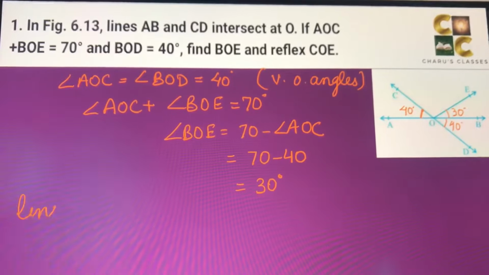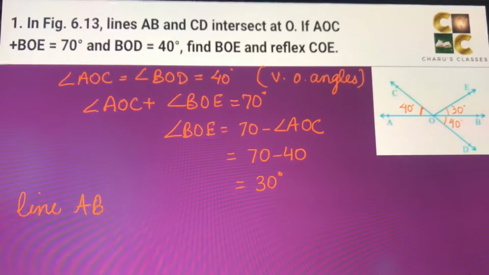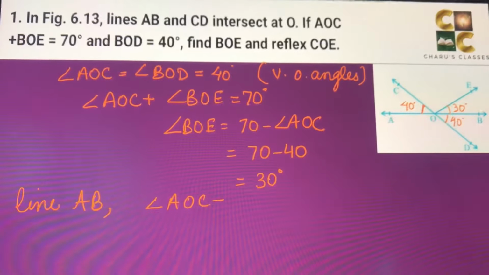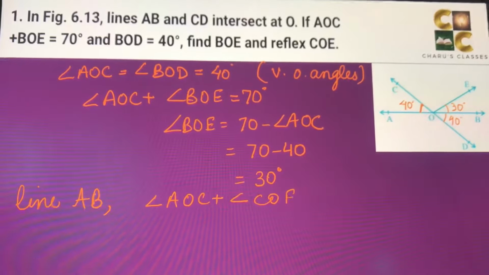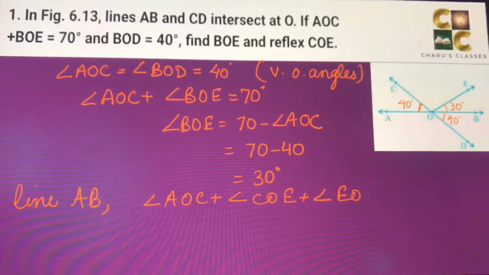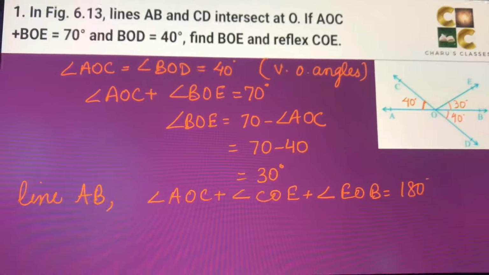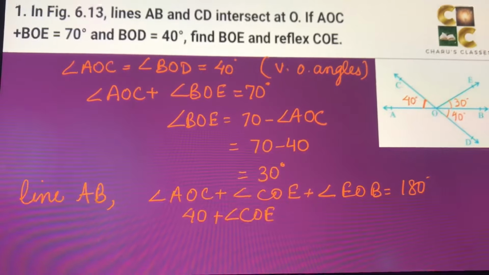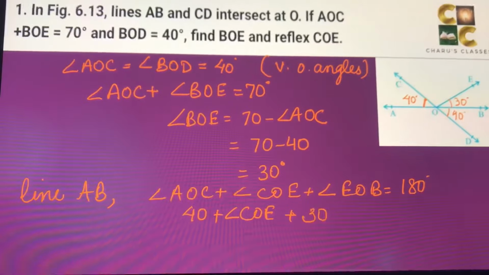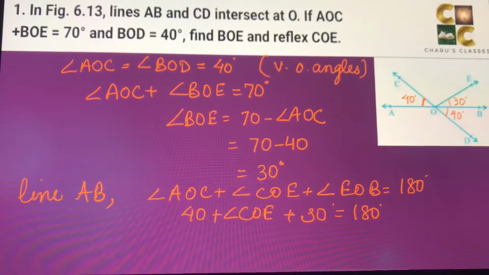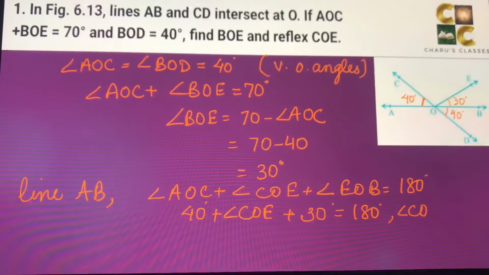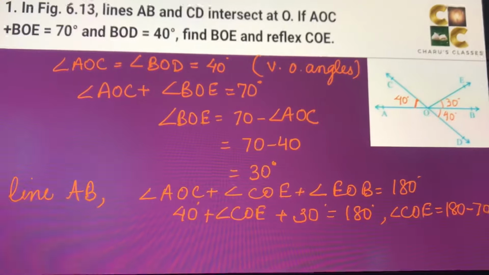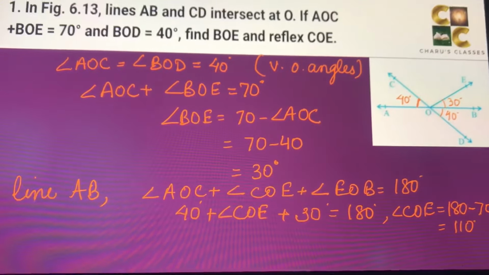So if we talk of the line AB, the sum of angles on the line AB has to be 180 degrees. So I can write angle AOC plus angle COE plus angle EOB is equal to 180 degrees. Angle AOC is 40, COE we need to find out, and angle EOB is 30 degrees, equal to 180 degrees. Or we can say angle COE is equal to 180 minus 70, which is equal to 110 degrees.